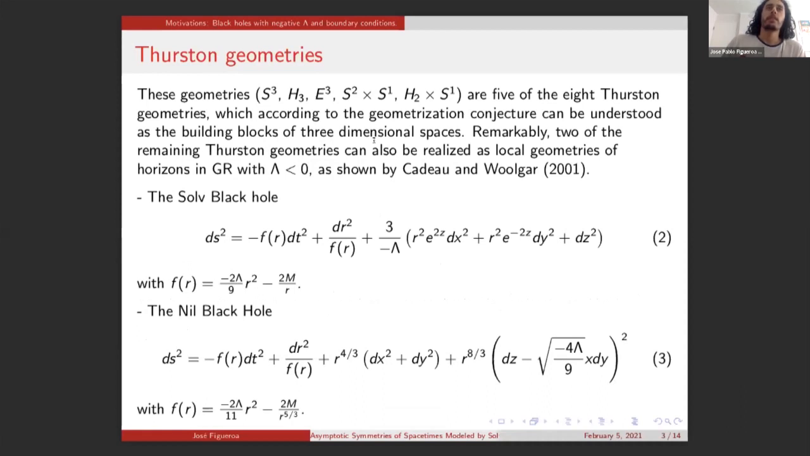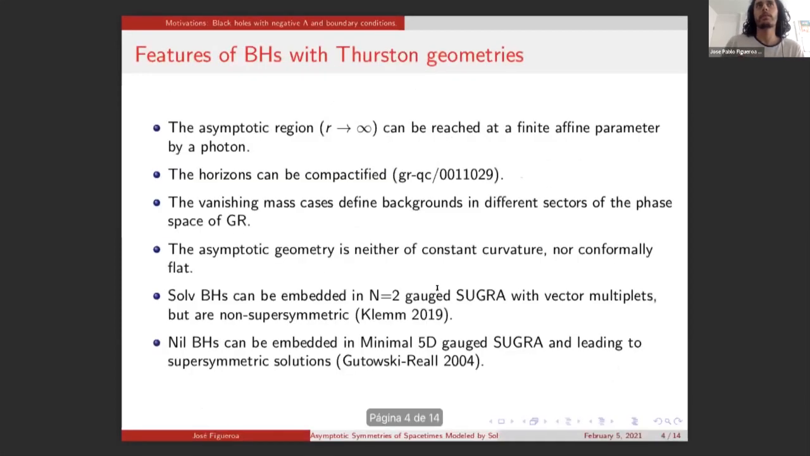Interestingly, 2 of the remaining Thurston geometries can also be realized as local geometries in 5 dimensions with negative cosmological constant. Those are the Solv metric and the Nil metric. And here are the metrics of the black holes, where m is related to the mass. I'm going to comment on some features of these black holes.